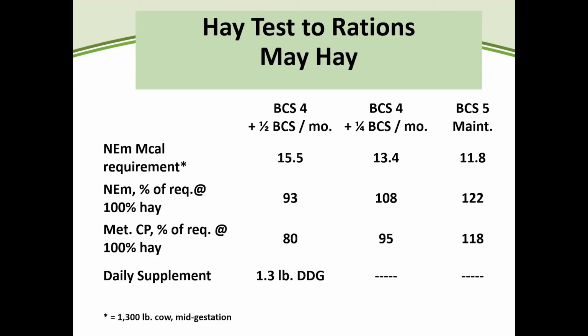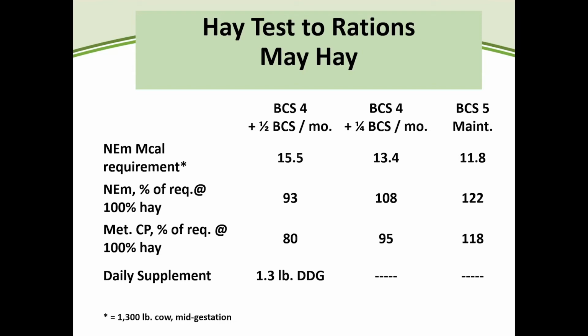And in the first line there that you see, the plus half BCS per month. So what I'm looking at doing is adding a half a body condition score per month. That's going to equate to probably 40 to 50 pounds, something like that, of actual weight on the animal. As you look down the chart, then just 100% hay diet does not provide enough energy to meet the requirements for this mid-gestation cow if my production rate is that high. Neither are my protein requirements met.